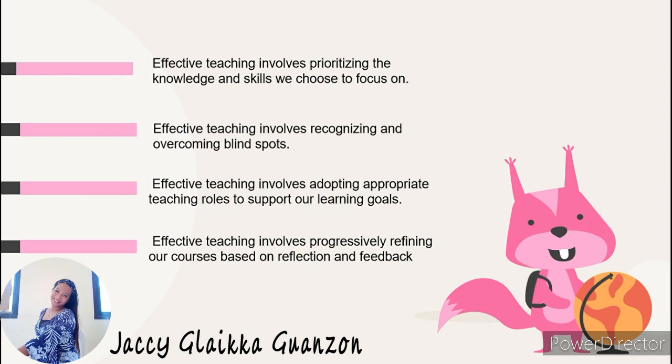Effective teaching involves prioritizing the knowledge and skills we choose to focus on. It is necessary to make decisions, sometimes difficult ones, about what to include in a course. This involves, first, recognizing and setting the parameters of the course: class size, learners' backgrounds and experiences, course position in the curriculum sequence, and number of course units. Second, setting priorities for students' learning, and last is determining a set of objectives that can be accomplished at a given time. Effective teaching involves recognizing and overcoming blind spots.